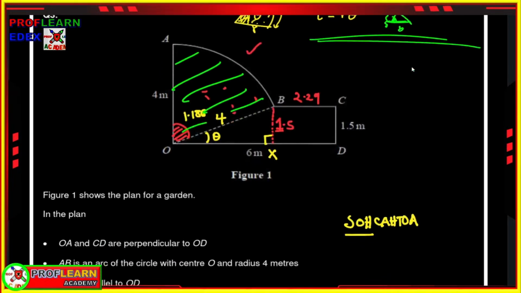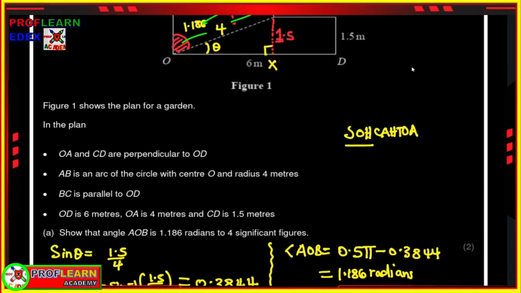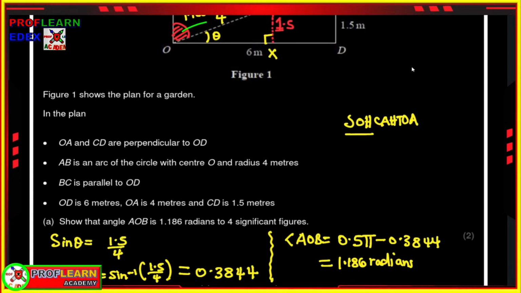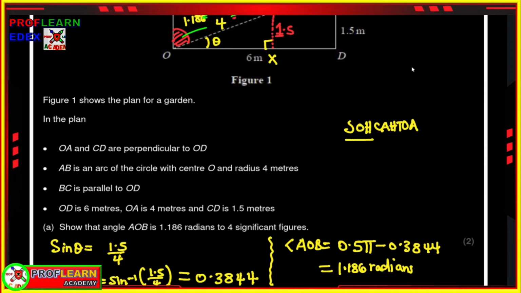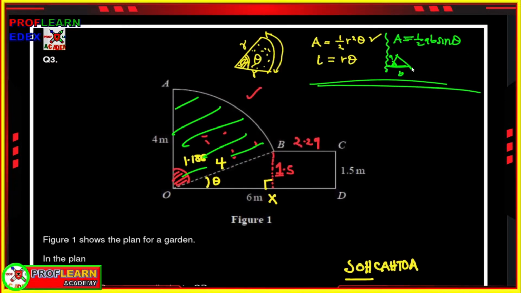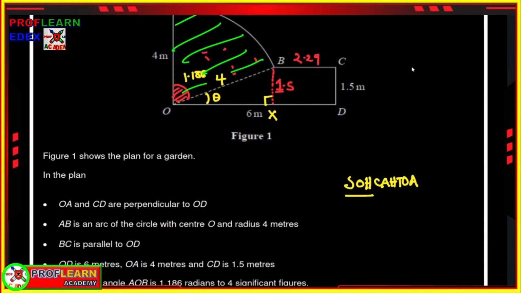Now let's look at the main question. We're told the figure shows the plan of a garden. OA and CD are perpendicular to OD. Okay, so let me just read.